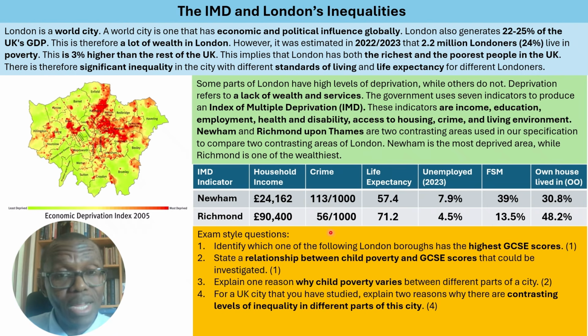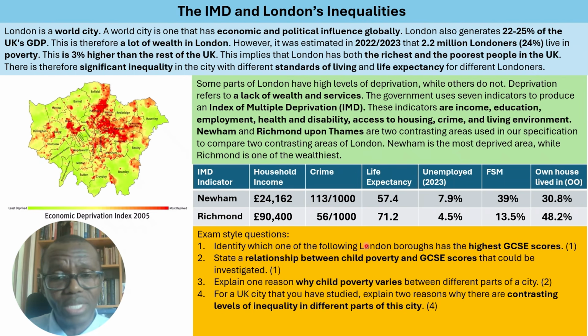Now, in terms of income, the average income in Newham is 24,162, while in Richmond it's 90,400. So in Richmond, it's more than 3 times that of Newham. So we can already see that there is an income disparity, which then implies obviously that there is going to be a disparity in terms of the quality of life or standard of living. Then we have crime. So crime here is measured per 1,000. And in Newham, it's 113 per 1,000. Richmond is 156 per 1,000. So in Richmond, it's half that of Newham.